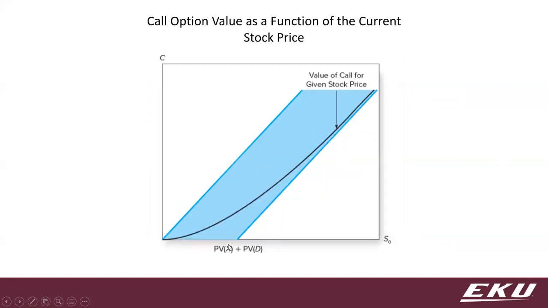So this is the curve that we were looking at, and it falls within this range. So here's an example of that. It has to fall within these two lines. So this sort of gives you a channel of where the call must be within at a given moment in time.